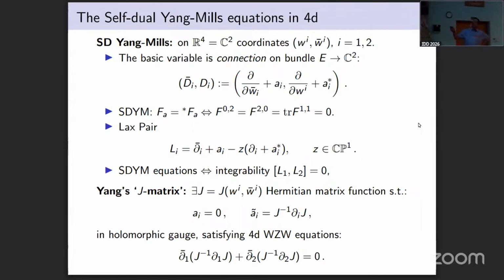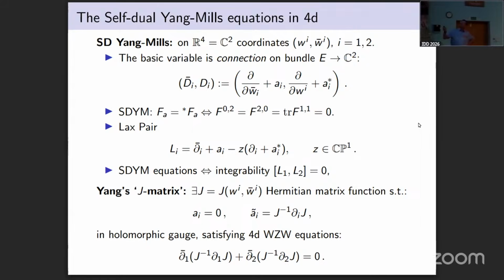And this integrability tells you that these three equations here are sufficient to show that the Lax pair commutes, and vice versa. So it's two ways. If this commutes, then we get these three self-duality equations. So we can exploit the integrability to solve two of these equations directly.